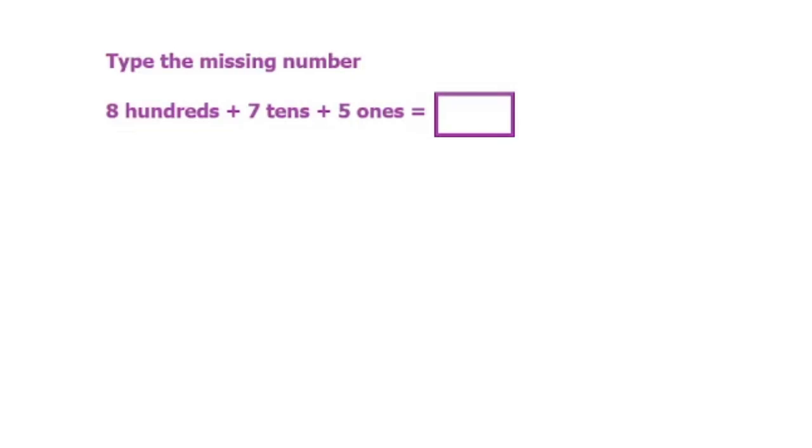In this video, we're going to learn a little bit more about place values, and we're in the 100 level now. So if we have a problem that says type the missing number, 8 hundreds, 7 tens, and 5 ones, it means we have 8 from the hundreds, 7 from the tens, and 5 from the ones. What number would that be?